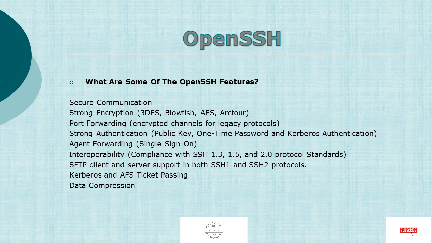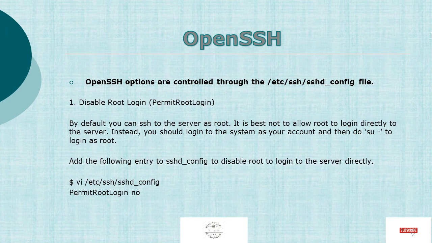Okay, and next is how we can control the OpenSSH options by doing modification in the sshd configuration file. As we know, the configuration file of OpenSSH is at /etc/ssh/sshd_config. So the first thing is disable root login. By default you can SSH to the server as root. It is best not to allow root to log in directly to the servers.